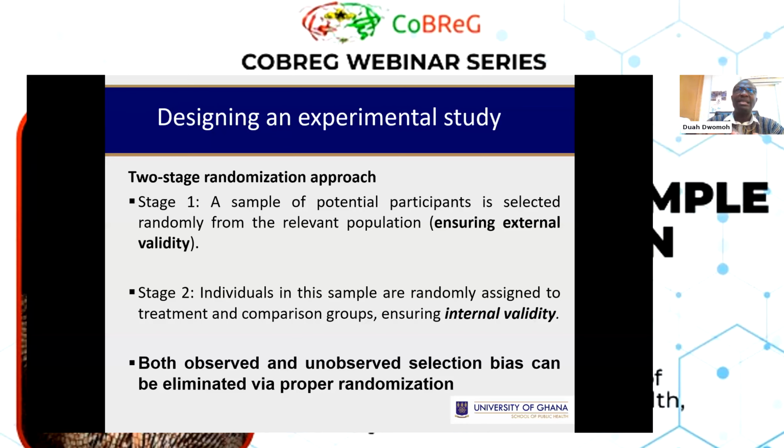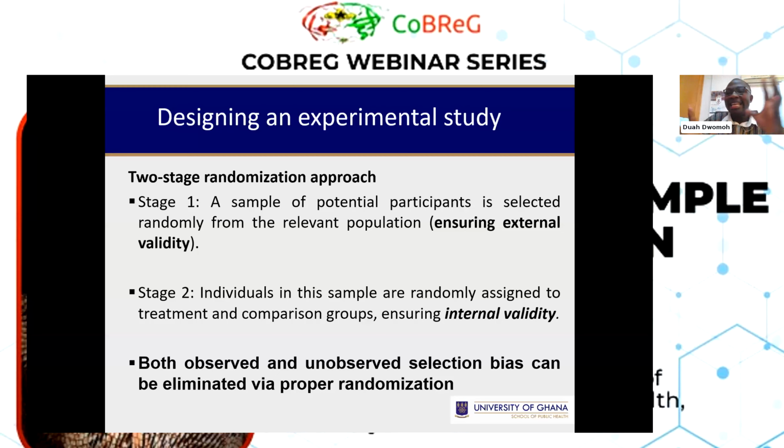And then the second stage: after getting the 400, I know that some must benefit from the intervention and others will not. So from the 400, I do what we call random assignment. So this is the difference. First is the random selection, 400 from the target population of 2,000. Now, the second one is what we term random assignment. So now I know my sample size, 400. I want to do random assignment: 200 will benefit from the intervention, and 200 will not benefit from the intervention.